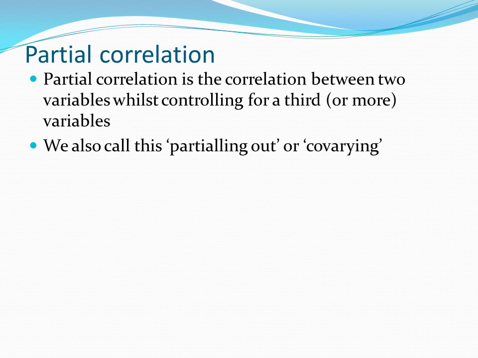And then we have something called partial correlation, and that's where we look at the correlation between two variables while controlling for a third or more variables. It's also called partialing out or covarying. So that's looking at two different variables and seeing if there is an association between them, controlling for a third or even a fourth.